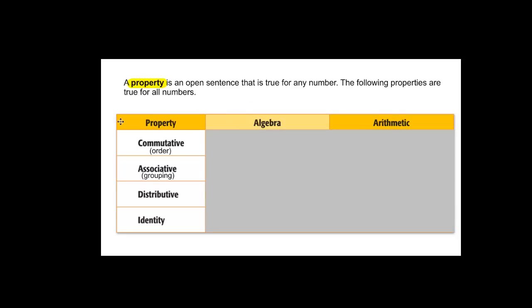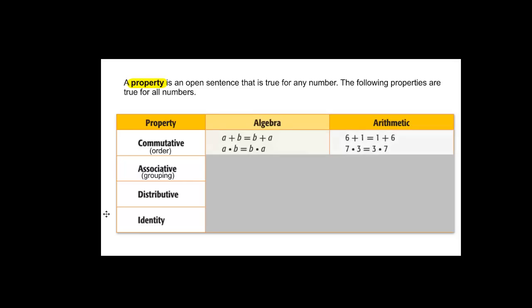Okay, properties. A property is an open sentence that's true for any number. These 4 properties you will be working with very extensively this year, so make sure that you understand what they mean and how to use them, how to identify them. The first one is the commutative property, and it has to do with what order you do things.